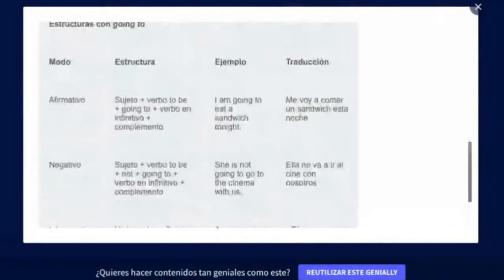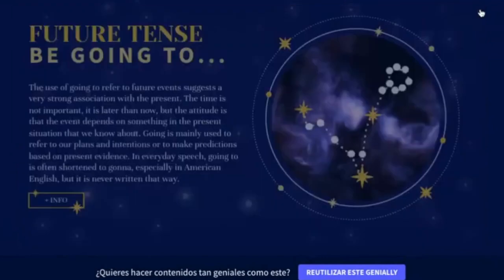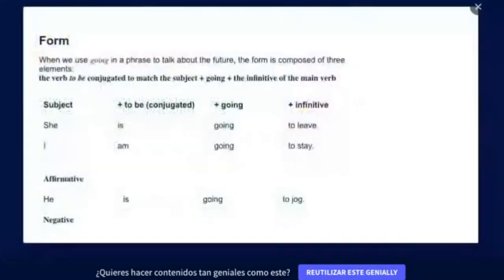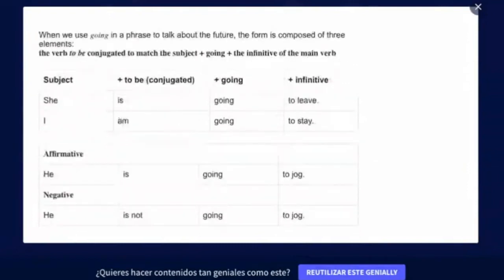Y bueno, tenemos las estructuras, pero yo estaba seguro que tenía las estructuras acá en inglés. Para esto puse esto. Say form. When we use going to in a phrase to talk about the future, the form is composed of 3 elements: subject, to be conjugated, going, plus the infinitive. For example, she is going to leave. I am going to stay.